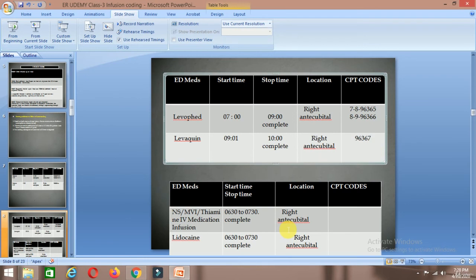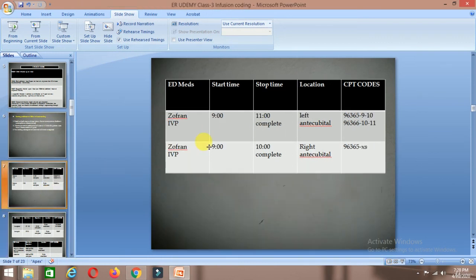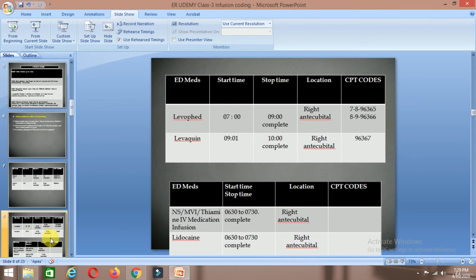Now we will see the concurrent concept with a scenario. NS IV, thiamine IV medication infusion, which is given 6:30 to 7:30 and the location is right antecubital. Lidocaine 6:30 to 7:30, status is complete and the location is right antecubital. See here, this is the initial infusion service. And one more thing I forgot to tell, this is more than 16 minutes. All the services we have coded till now are more than 16 minutes, so we can code. If the services are less than 16 minutes, we should not code the infusion, we have to code it as IV push. That is also another concept I forgot to tell you.